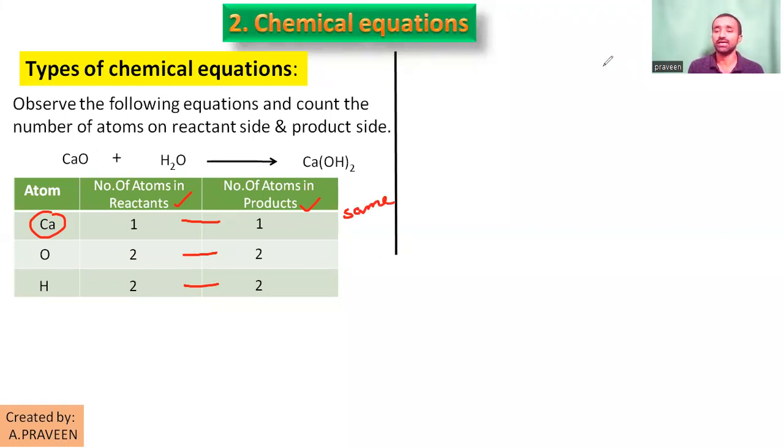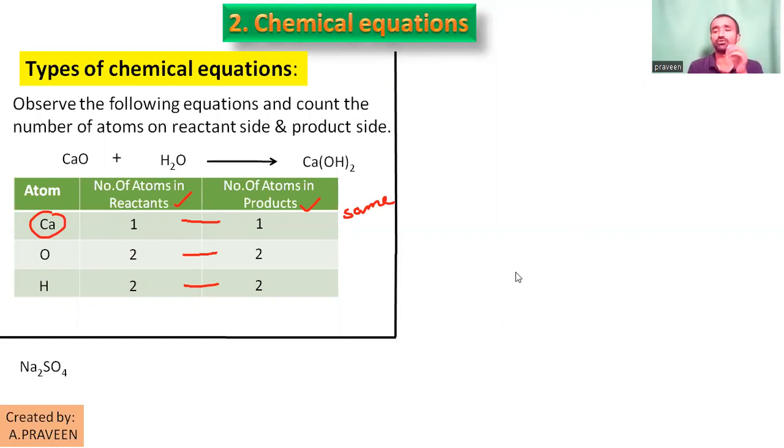Then we'll go for one more equation here, that is simply the reaction between the metal sulfate, sodium sulfate, and barium chloride, giving you two substances. One is liquid and another is white colored powder separated at the bottom of the liquid. So two substances, one is barium sulfate and the other is sodium chloride.